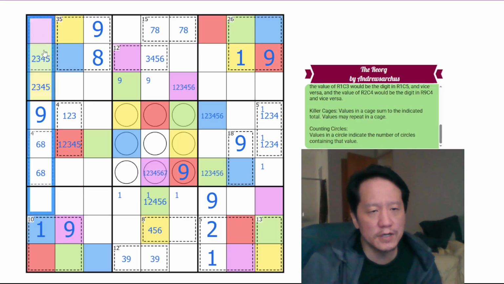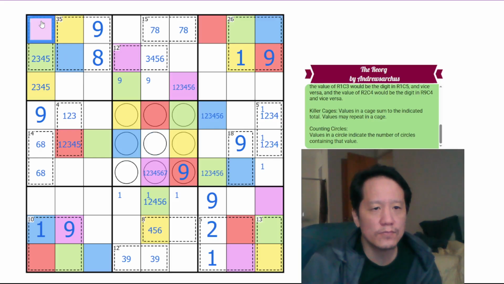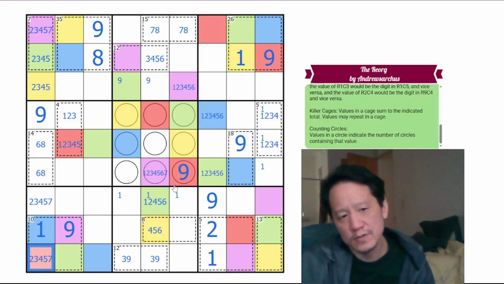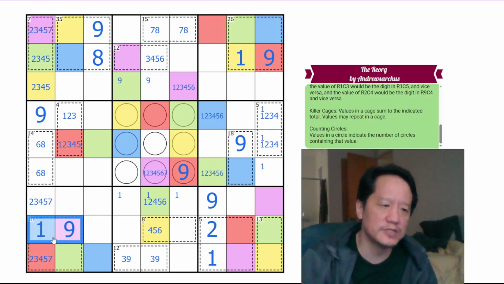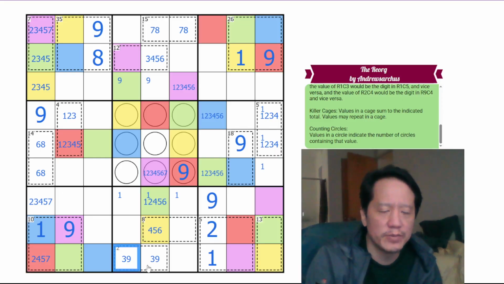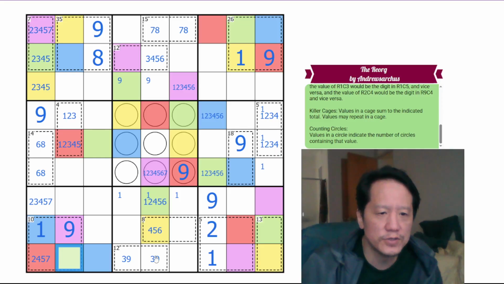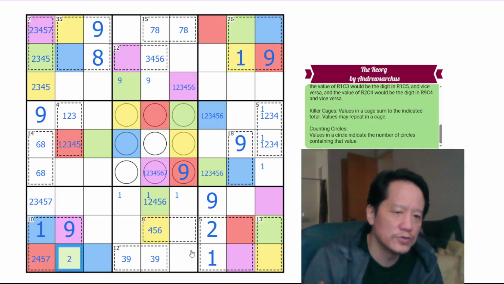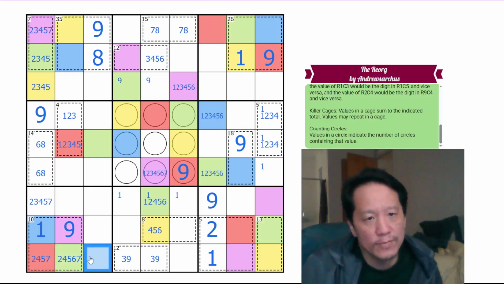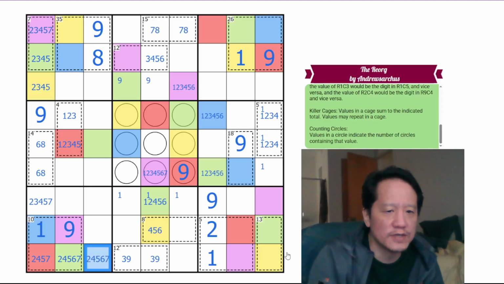Okay, remaining digits in column 1. 2, 3, 4, 5, 7. To add up to 10, you could have 3 1s and a 7. And this can't be 3 because of the 3, 9 pair in the row. So this has to be no 1. It's 2, 3, 4, 5. No 3. 2, 4, 5, 6, 7. This can't be 1. It's 2, 4, 5, 6, 7.